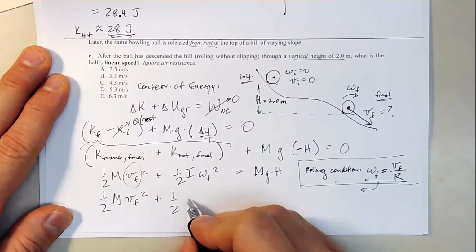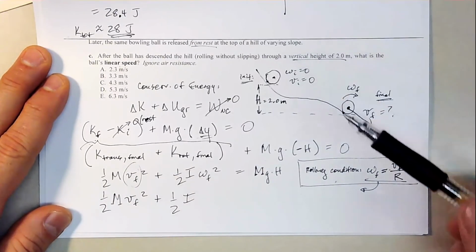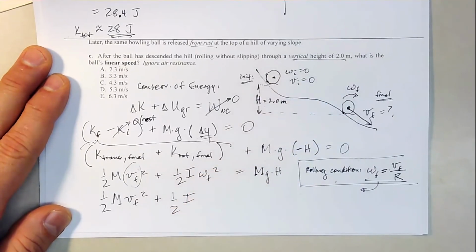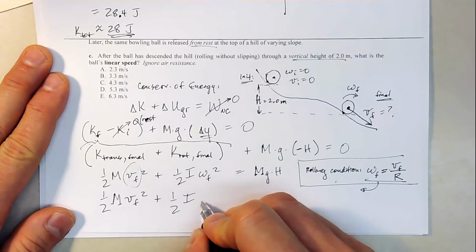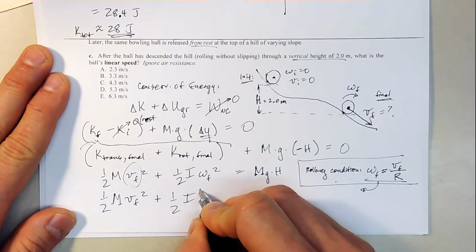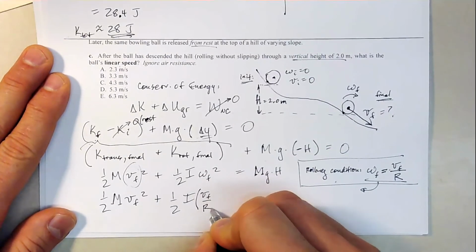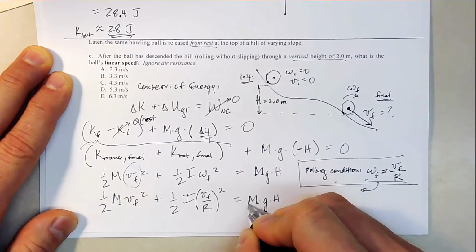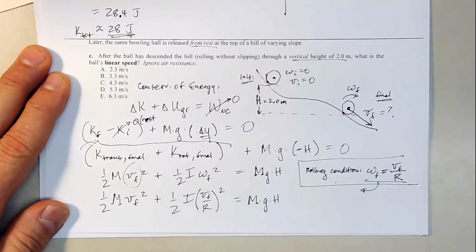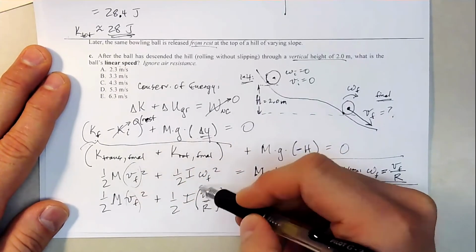Now, technically, we already know I from up above. We've already solved for it in the previous part. In fact, we know the numerical value is 0.03146 kilogram meter squared. And this is now going to be V final over R. So at this point, everything in the equation is known except for one unknown.